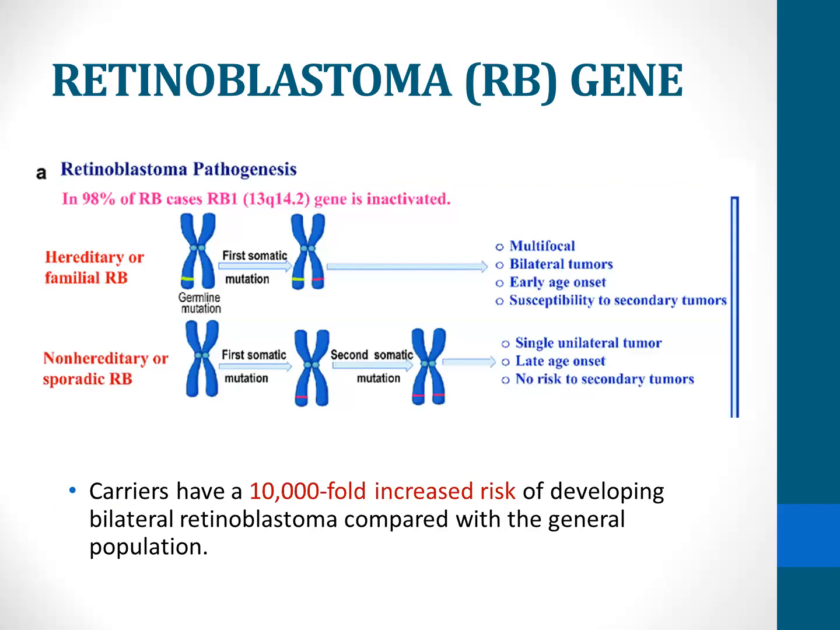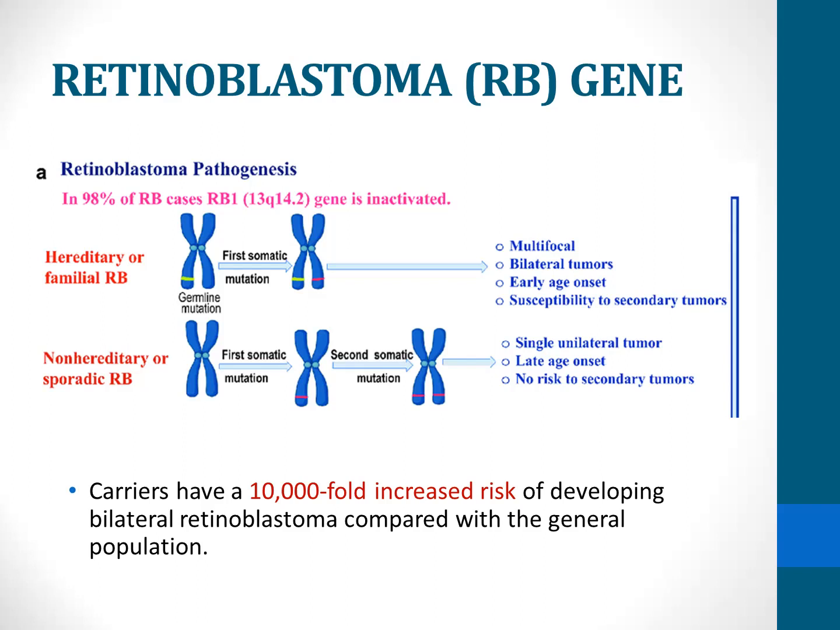Retinoblastoma gene is a tumor suppressor gene. In 98% of retinoblastoma cases, the RB1 gene is inactivated. Retinoblastoma may be hereditary or it may be sporadic. In cases of hereditary retinoblastoma, the first mutation occurs before birth and the next mutation occurs after birth. So when two mutations have occurred, then retinoblastoma occurs.